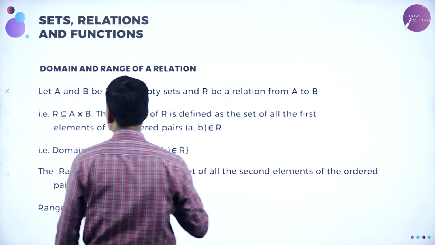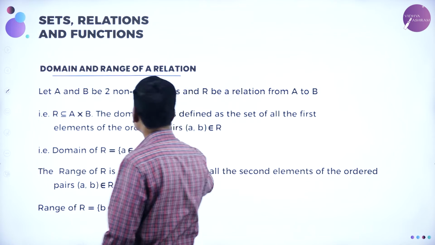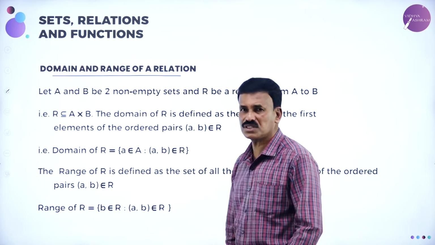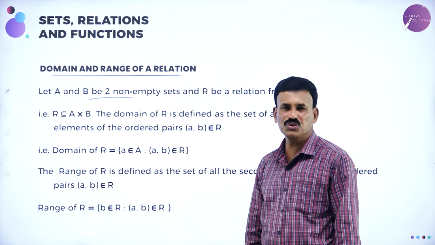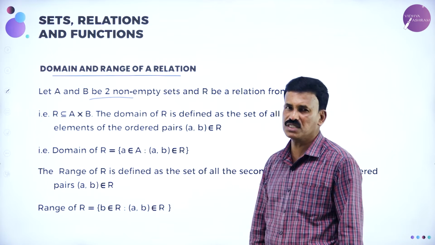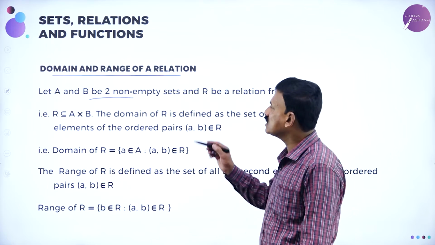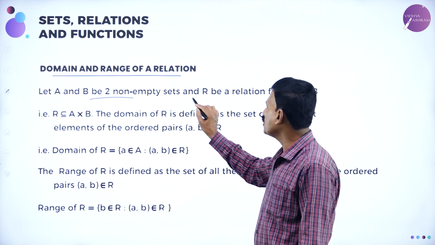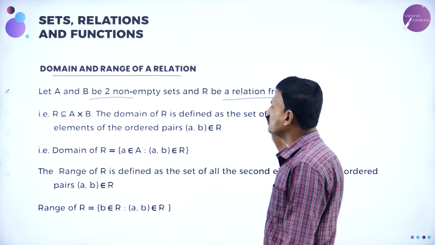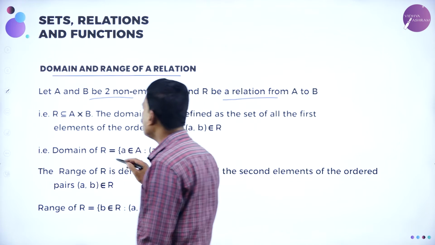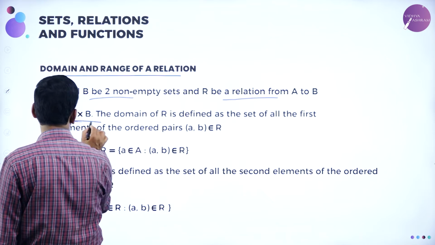Now let us come to the domain and range of a relation. Suppose A and B are any two non-empty sets, and R is a relation from A to B, that is, R is a subset of A cross B.